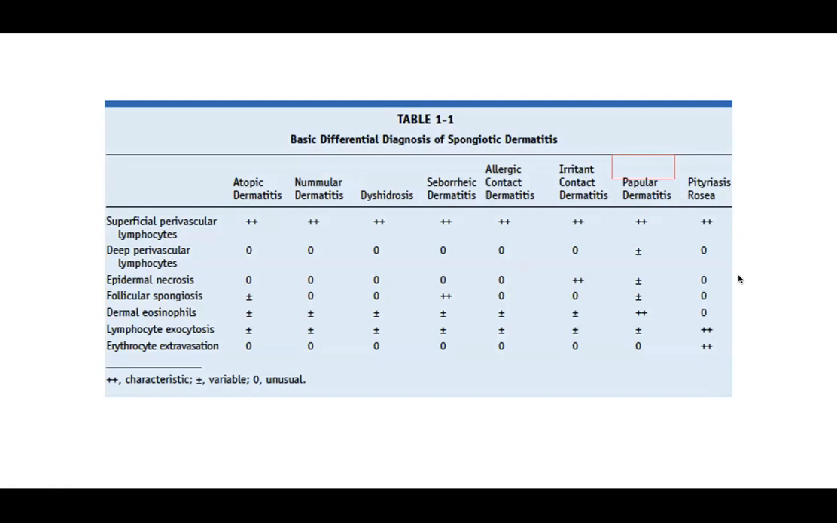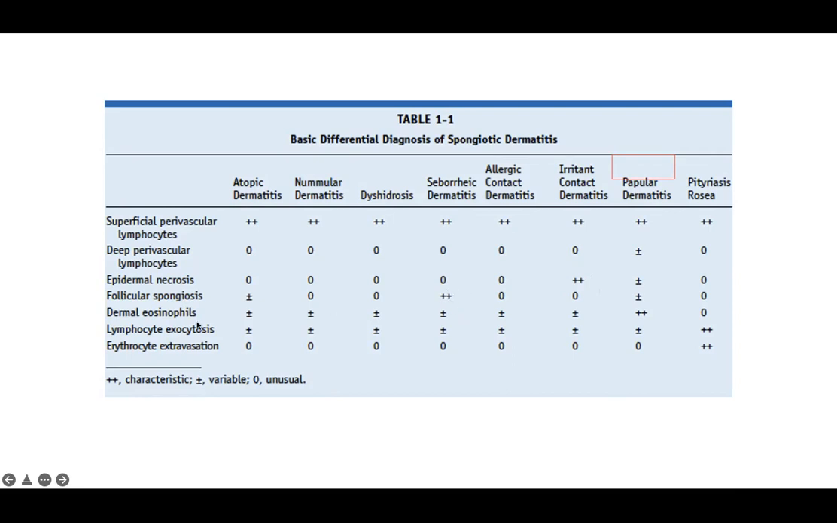If you've got deep perivascular lymphocytes, you can think about papular dermatitis, but usually in all these entities, you don't have deep perivascular lymphocytes. If you have deep inflammation, it should put you into a different category, including considering things like in the autoimmune connective tissue disease realm. We'll talk about that in other lectures. Epidermal necrosis, as I said, is more common in irritant contact dermatitis as opposed to the other entities. Seeing spongiosis around the follicle is more common in seborrheic dermatitis.